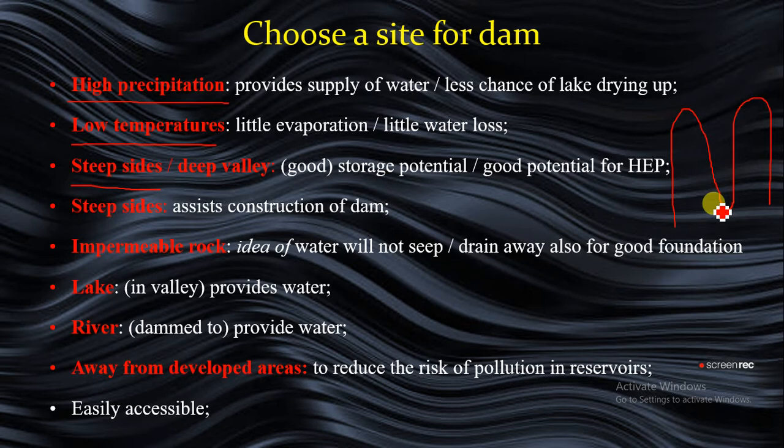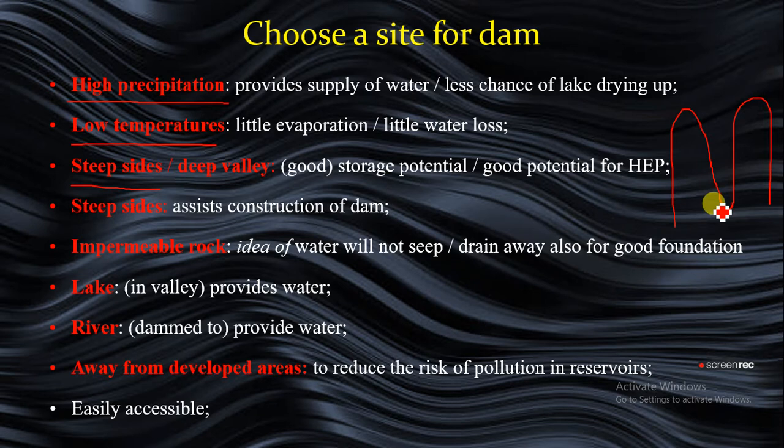Impermeable rocks, that idea of water not being able to seep or drain away, also for a good foundation of the dam so that it will not collapse. Then the lake around should be able to provide water. Rivers around should provide water also.